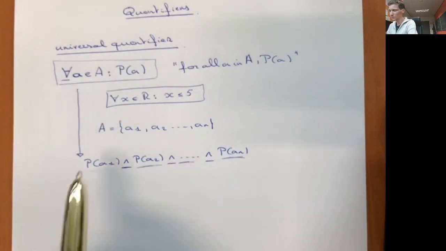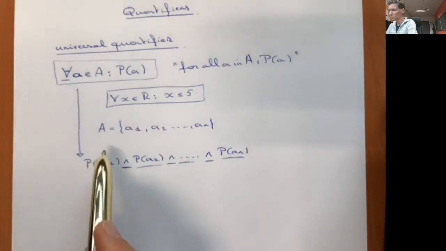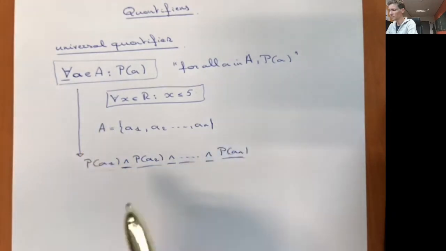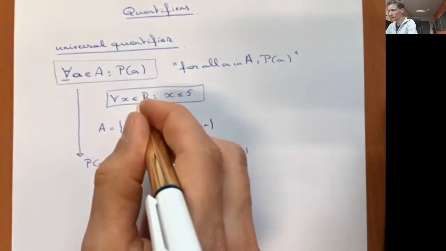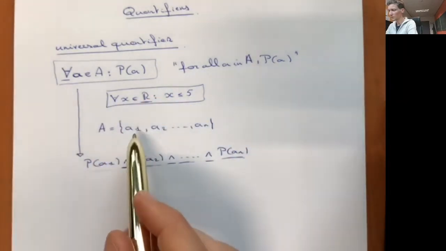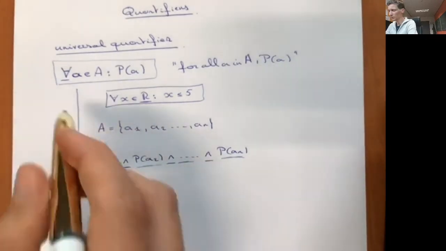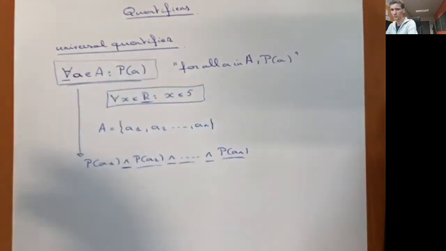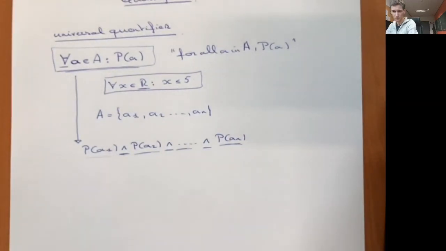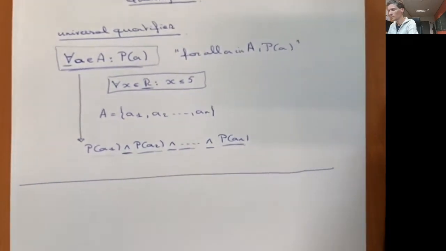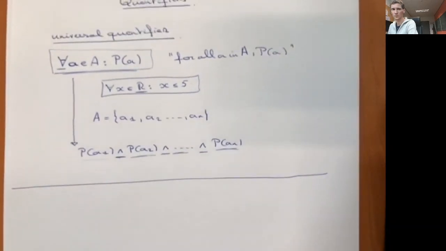The advantage of using the universal quantifier is that it also is valid for sets that are infinite. Okay, so for example, A can be the set R. You cannot enumerate all the elements of R, but you can still write this formula down. So it's also valid for infinite sets. Okay, so this is the universal quantifier.